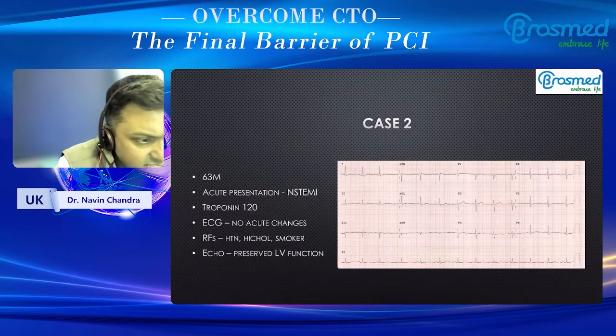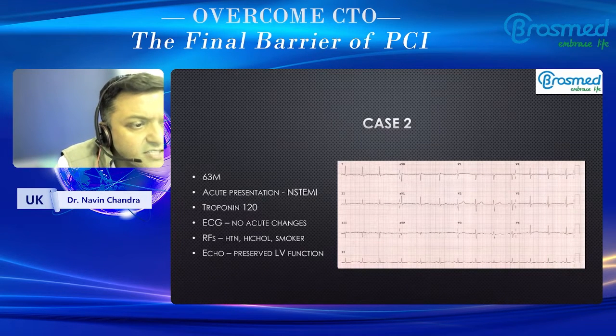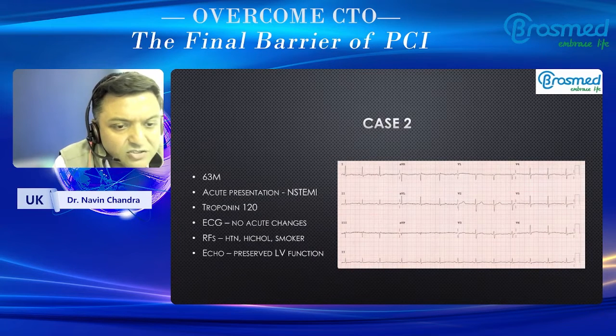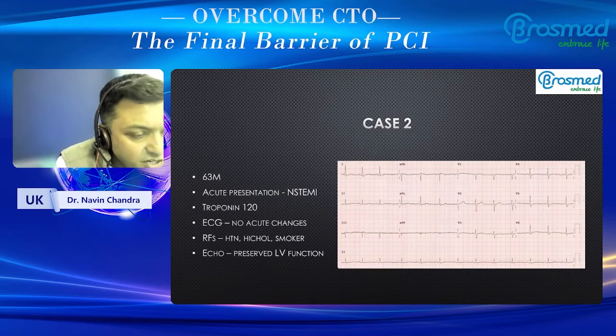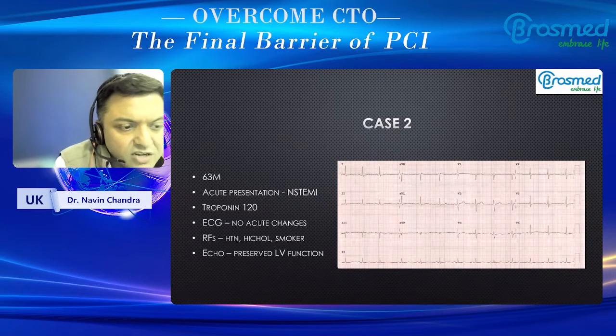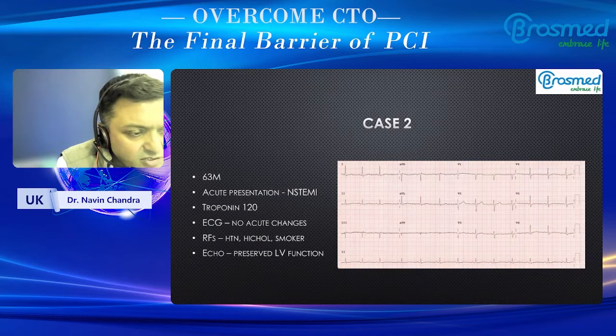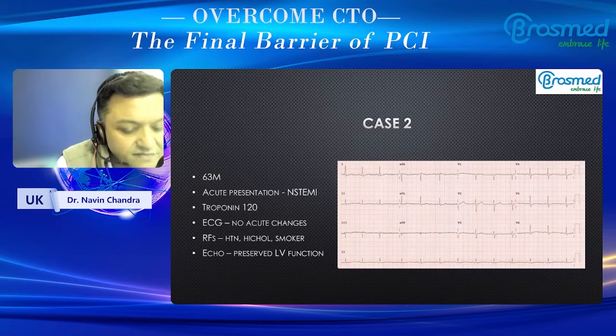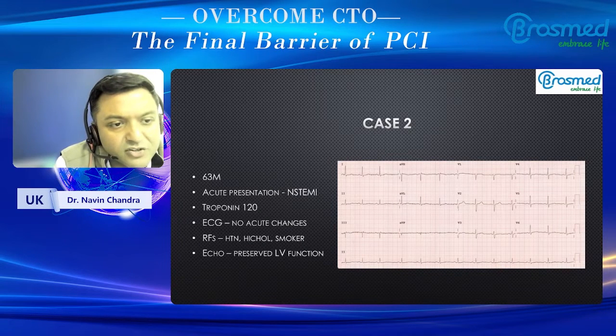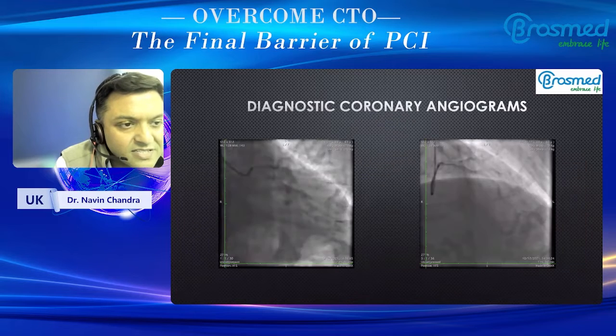Okay, so I'll move on to another case now, a slightly different flavor here. This is a 63-year-old gentleman who presented acutely with an NSTEMI, troponin elevated at 120, ECG shown there, shows sort of no real acute changes. This patient did have risk factors including hypertension, hypercholesterolemia, and an ongoing smoking history. And an echocardiogram prior to the procedure showed preserved left ventricular systolic function without any significant valve disease and no resting regional wall motion abnormalities.